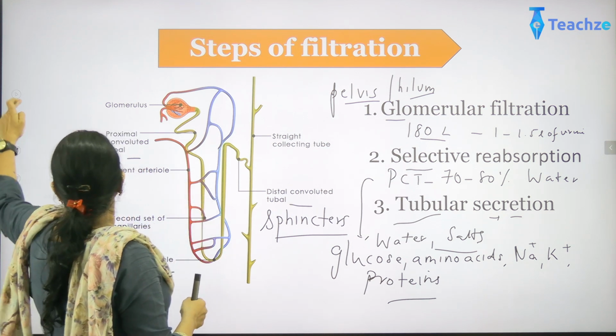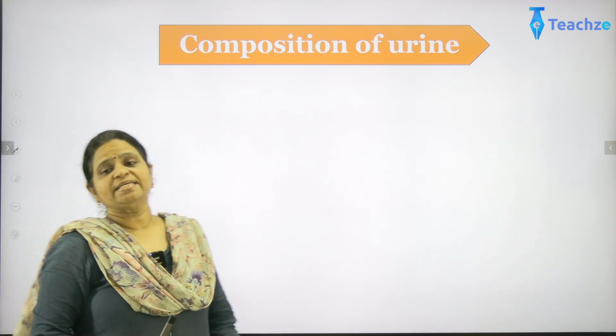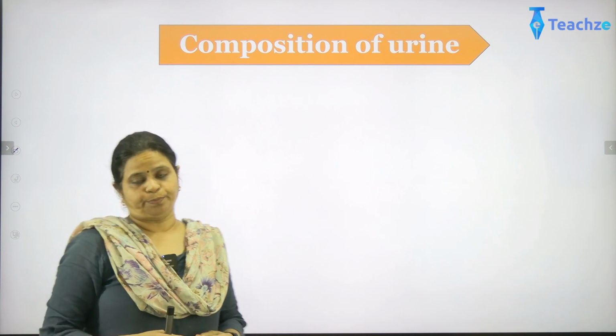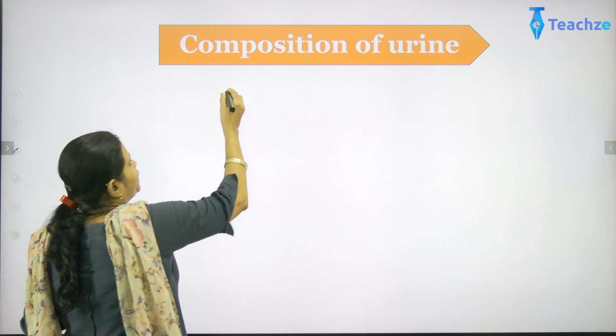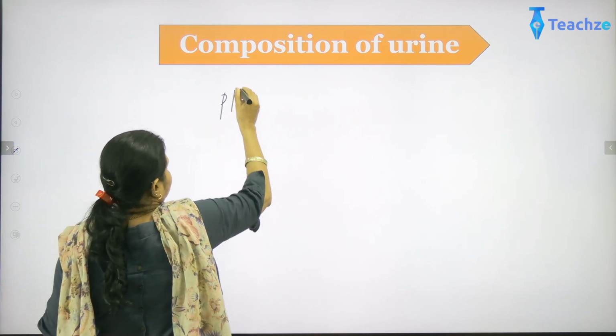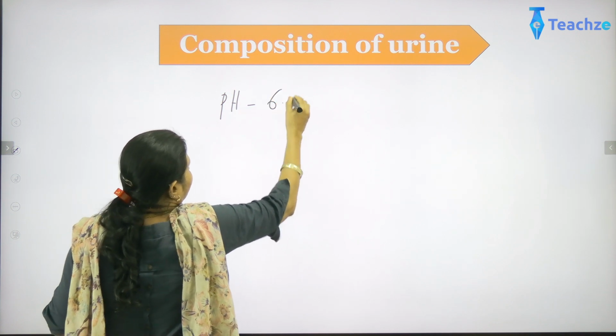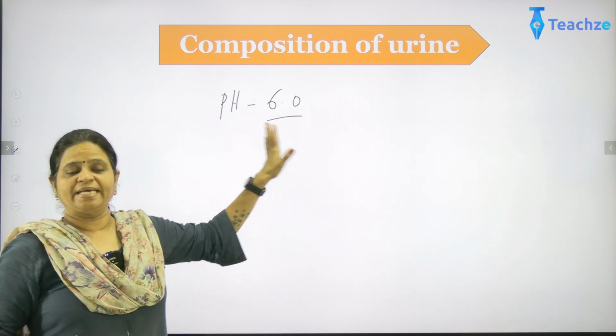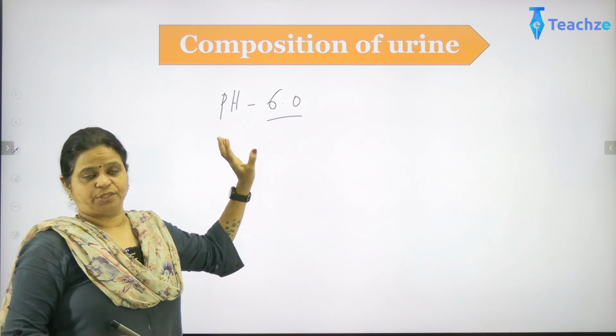Coming to the next one, what exactly does urine have and what is the composition of urine? Now urine is generally slightly acidic with a pH level of 6. 6 is the pH level of urine.